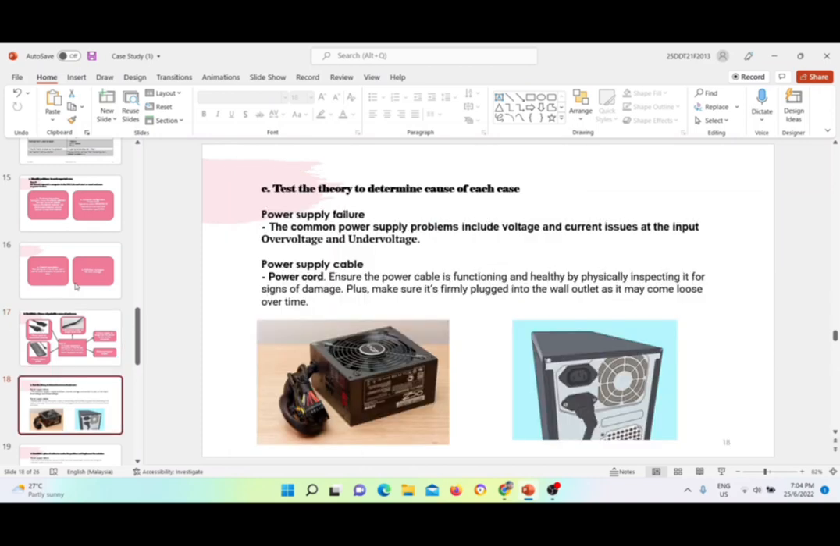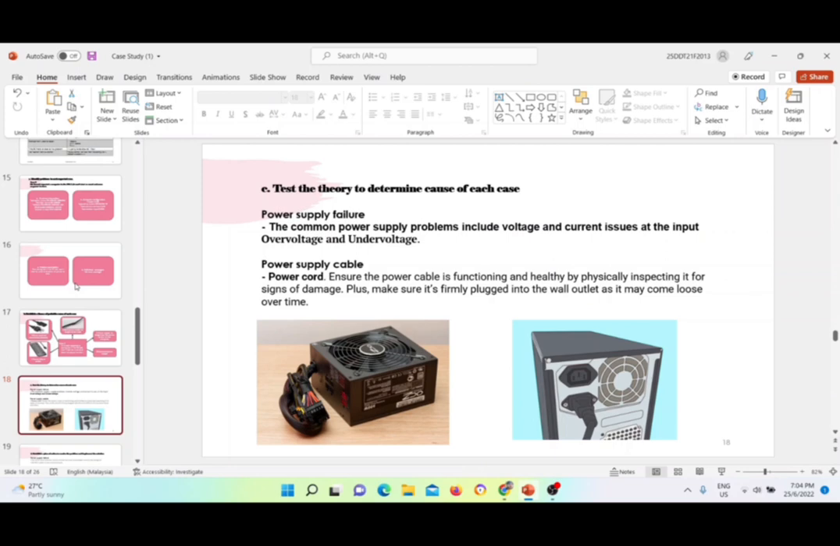Next, test the theory to determine the cause of each case. So power supply failure. The common power supply problems include voltage and current issues at the input: over voltage and under voltage. It means some computers need to check whether their power supply can support all of the components or not. If the power supply is under voltage, your computer could not turn on.